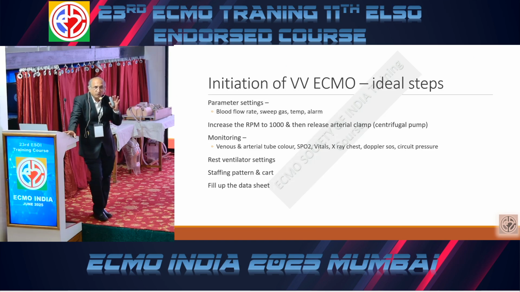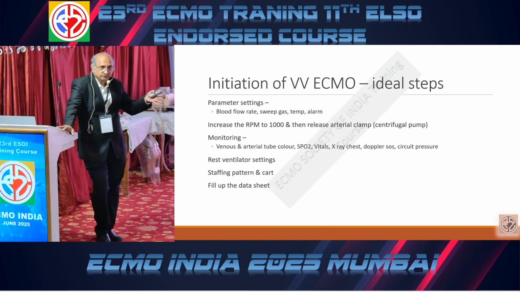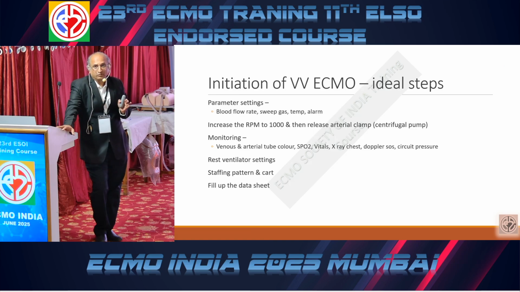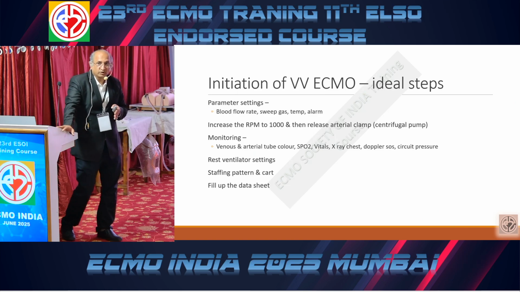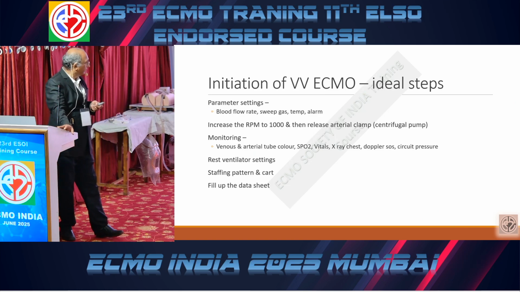So if the CO2 is say 120, I don't want that CO2 to come down from 120 to 40 in just 1 hour or half an hour. I can do that, but it should not be done. It should be brought down to 40 over 4 to 6 hours, not before that. So you have to always go less on sweep gas and gradually get the CO2 down, because otherwise there will be a high risk of bleeding in the brain.